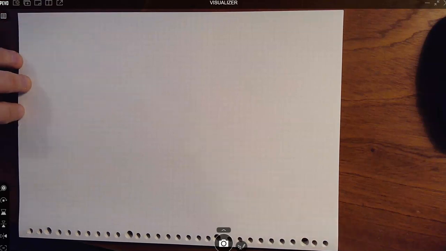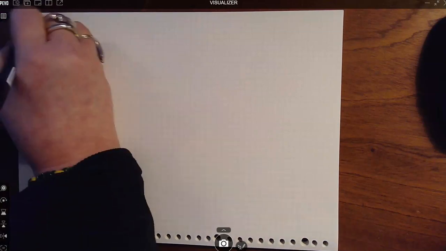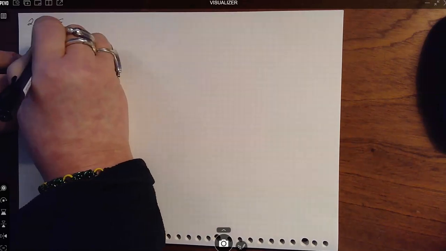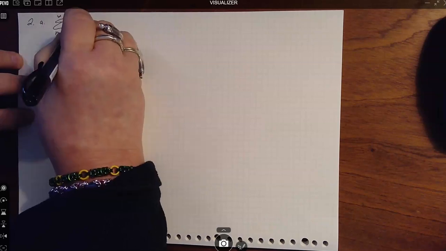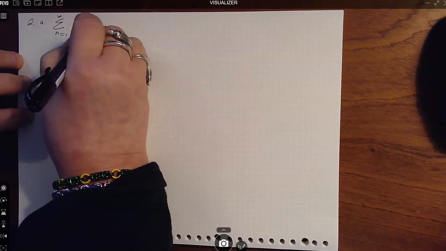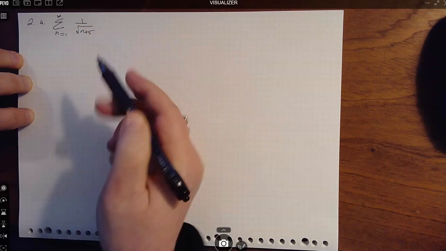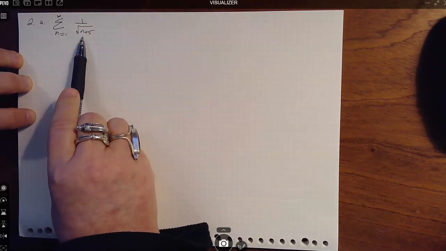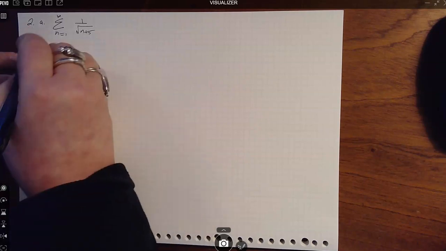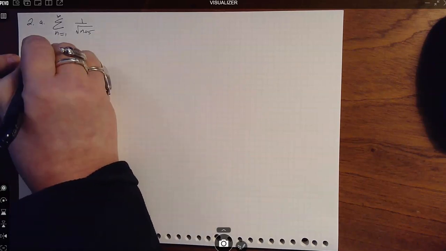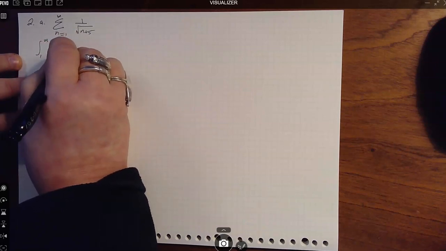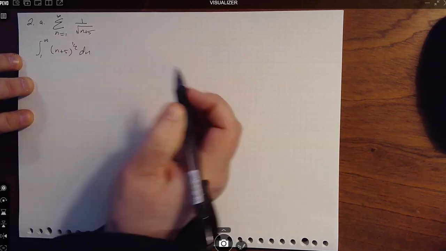Next, using the integral test, determine if the series converges or not. So the first one we have is n goes from 1 to infinity of 1 over the square root of n plus 5. Now I know this is going to diverge because my p is equal to 1/2, but the instructions were to use the integral test. So I will use the integral test. The integral from 1 to infinity of (n plus 5) to the -1/2 dn.